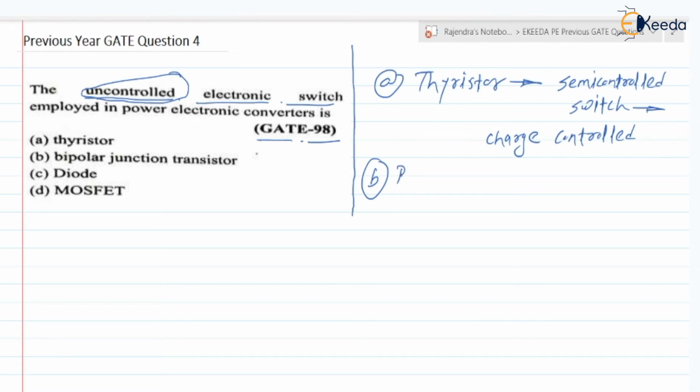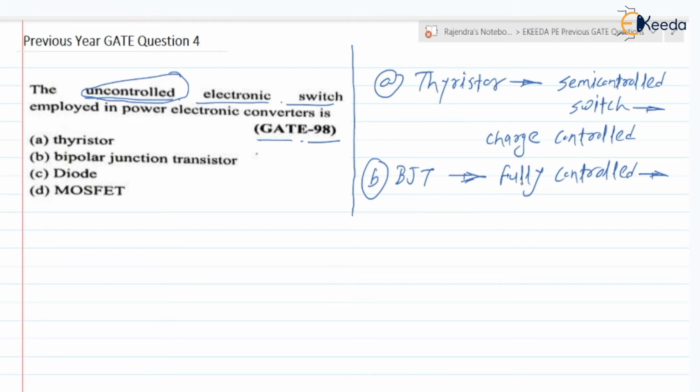The second one is the bipolar junction transistor, BJT. If you check the BJT, it is a fully controlled switch. Why is it fully controlled? If we change the base current value of the BJT to the respective threshold value, then the BJT will turn on. And if the base current value is less than the threshold value, the BJT will turn off. It means we can turn on as well as turn off the BJT depending on the base current value.